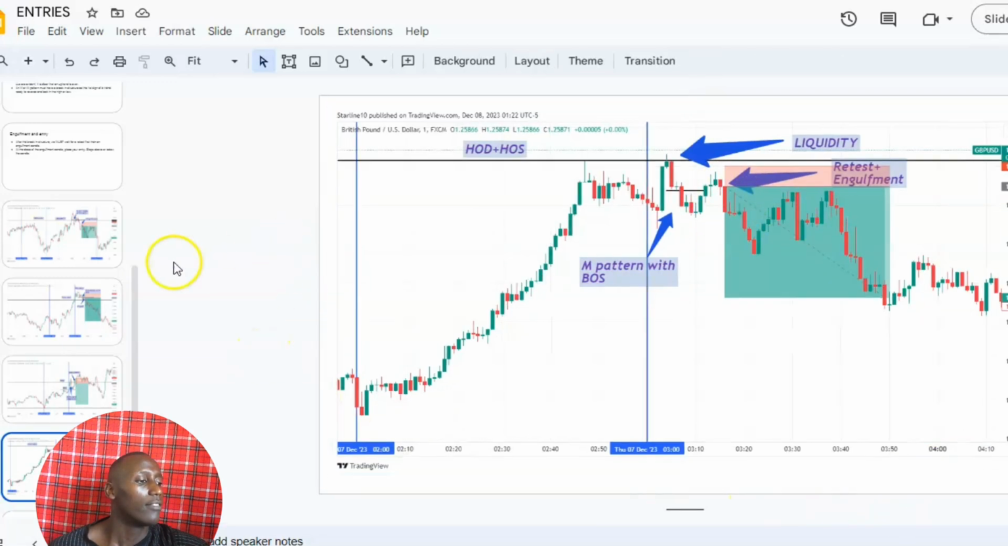Now, this is just the entry. I've not talked about how I look at the buyers, because you can't just sell at the high or buy at the low for the reason that we are at the high or at the low. There are other aspects that need to come into play.